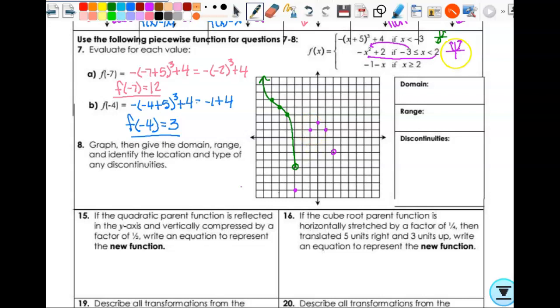Then my next one is at 2, 4. So I go to 2, 4. I reflect in the x-axis and move up 2. That is that point. And so I can use symmetry, and I got this other point here. So this section looks like this.